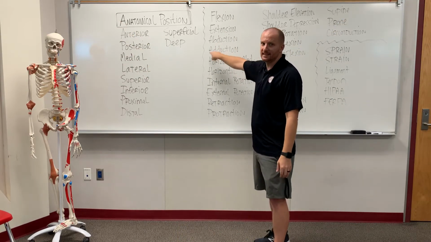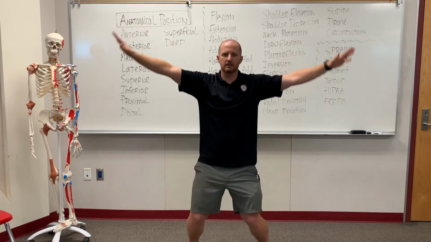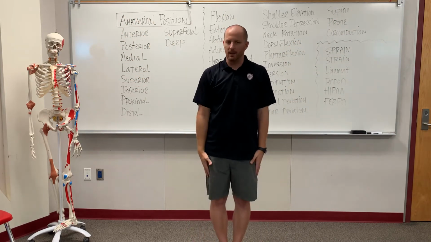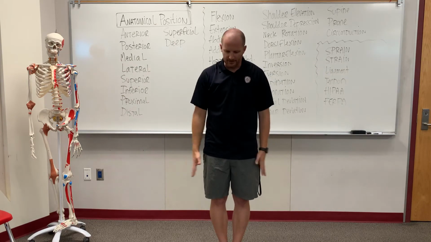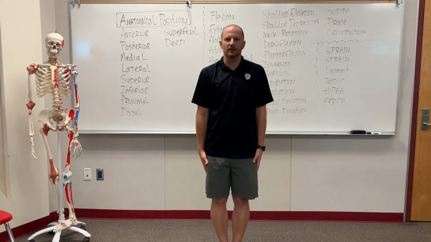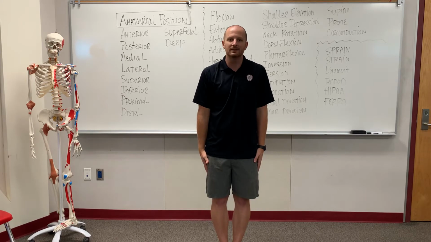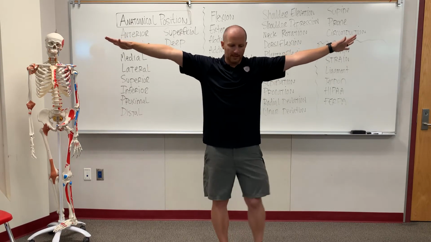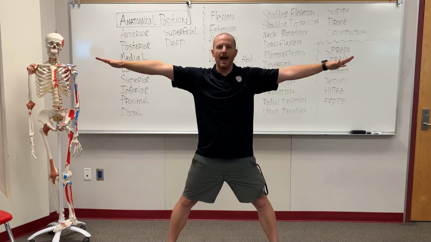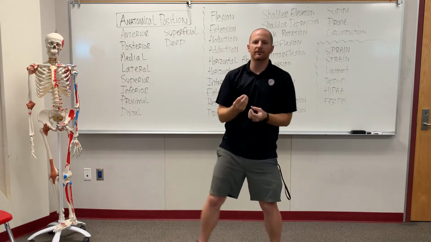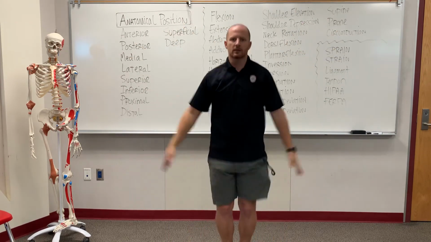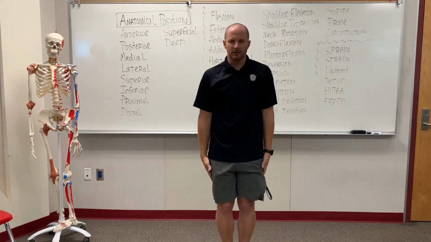Adduction with two D's is going to be bringing those things back to the center. So I think of it as adding them back to my body. If my arms are by my side, if my feet are next to each other, I'm in full adduction. If I bring my arms away to the side or my legs away to the side, I'm in abduction. So think of abduction and adduction as jumping jacks. Abduction, adduction, abduction, adduction.